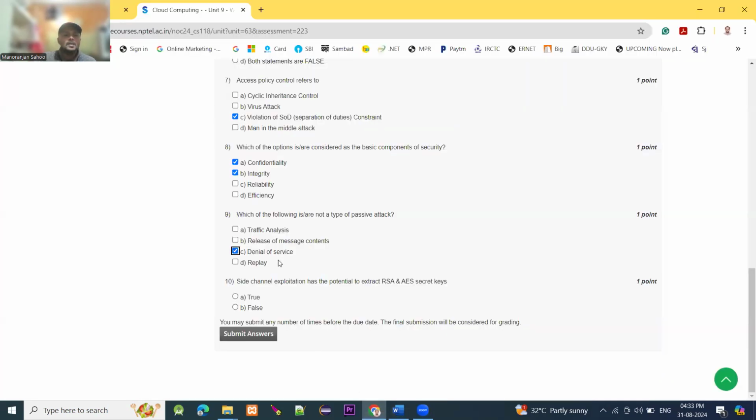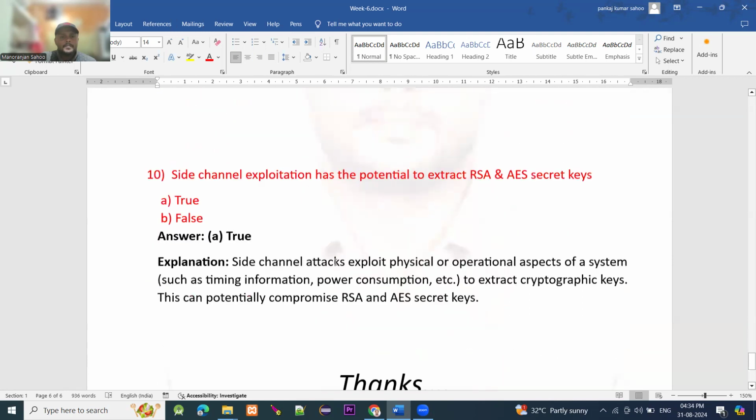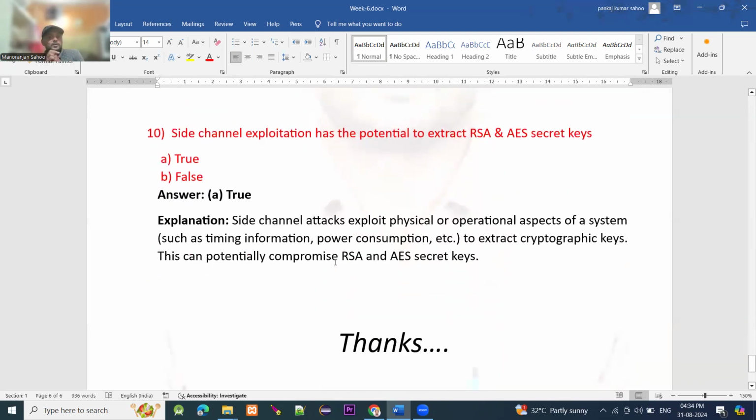Moving to question number 10. Side channel exploitation has the potential to extract RSA and AES secret keys. It may be the true answer. Why? In a side channel attack, the attacker exploits the physical and operational aspects of a system, such as timing information and power consumption, to extract the cryptographic keys. This can potentially compromise the RSA and AES secret keys. So it is clear cut, option A.